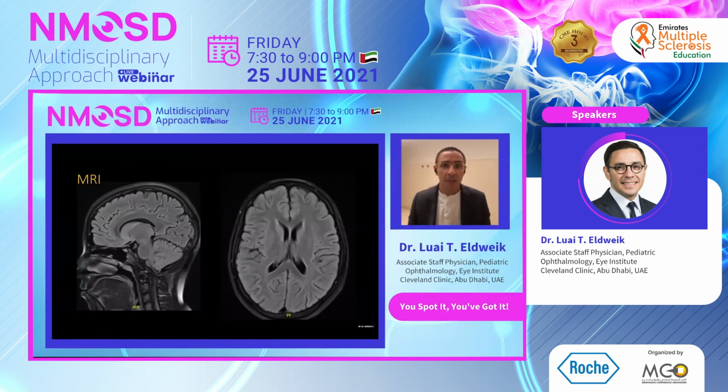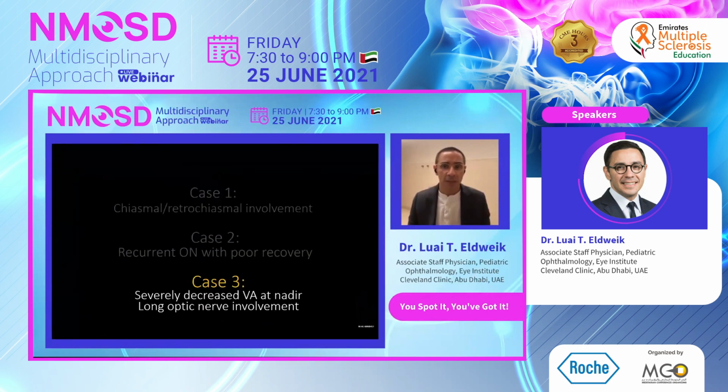So this patient had many features that tell you that this is atypical optic neuritis. First, the severely decreased vision at nadir. The second thing is the long enhancement of the optic nerve. And we'll add the third one, which is an otherwise normal MRI, or an MRI that does not show features typical for MS. These are patients that require more attention from you. You have to spot them early, and you have to treat them early.